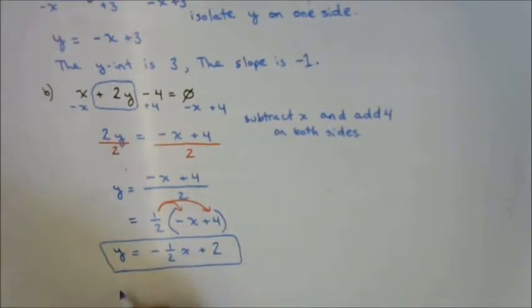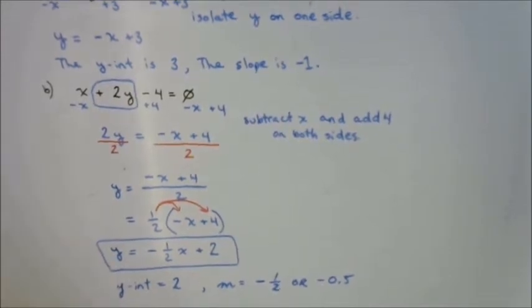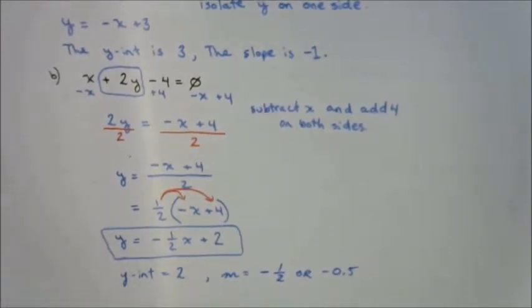What is the y-intercept? Just positive 2. The y-intercept is 2. The slope is negative 1 over 2, or negative 0.5. Same answer.